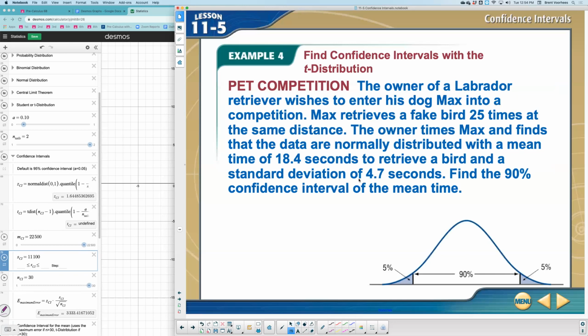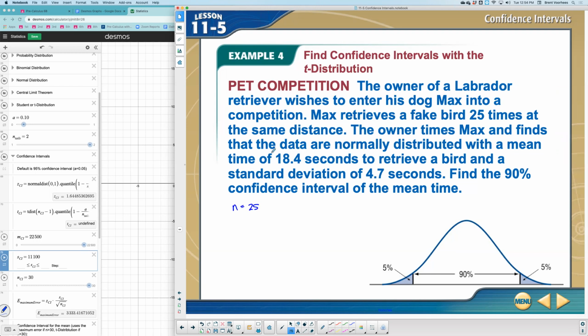So here is our problem. It says, the owner of a Labrador Retriever wishes to enter his dog Max into a competition. Max retrieves a fake bird 25 times at the same distance. So notice my sample size here is 25, which is less than 30. So that's why we're going to use a t distribution.